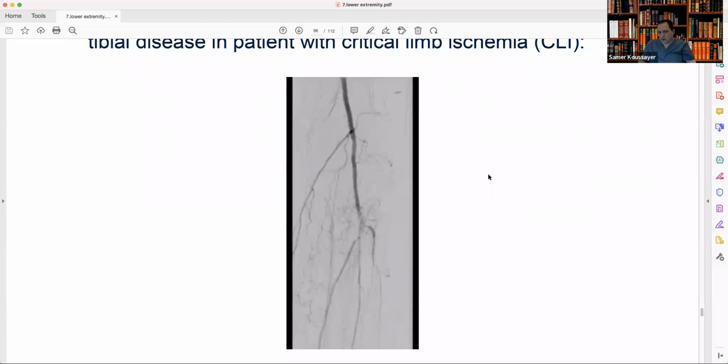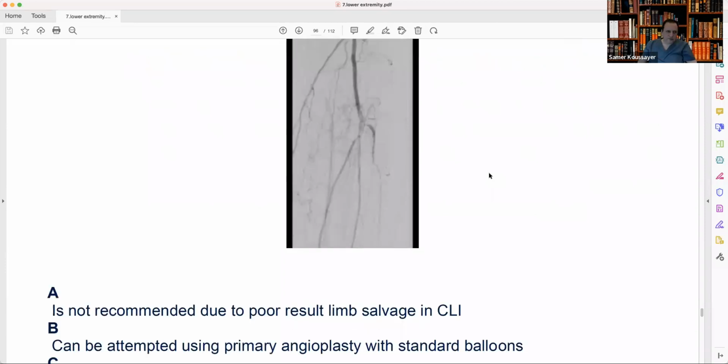Also, you try to go more distal. You see the anterior tibial is occluded distally. You try to open the anterior tibial also. So there's a lot of work you can do here. Well, let's see what options they give you here.